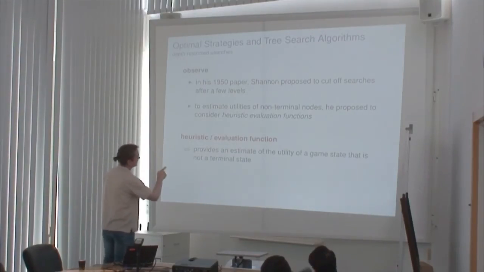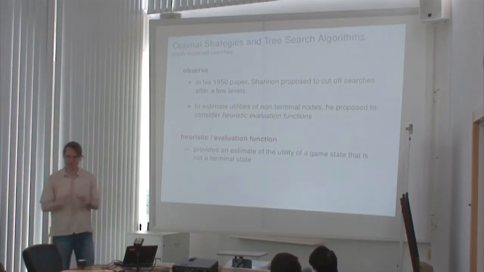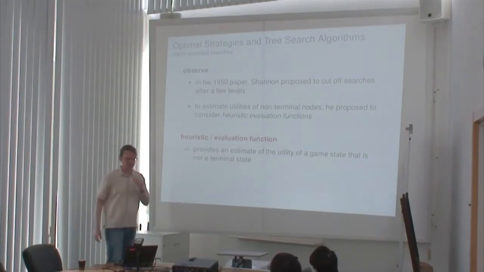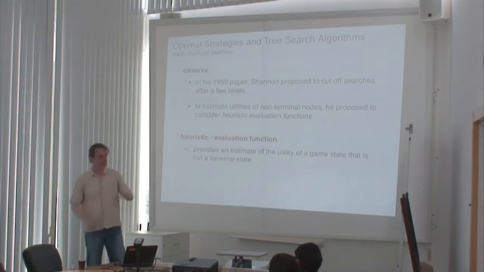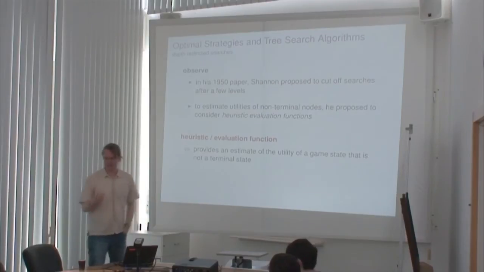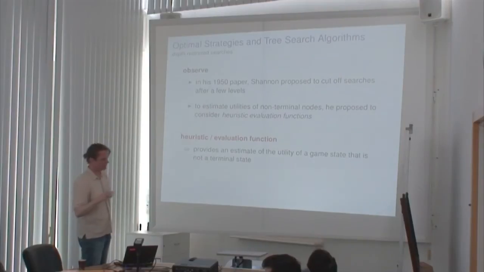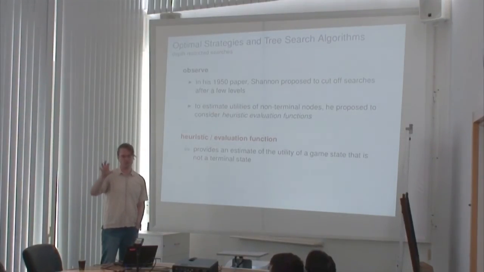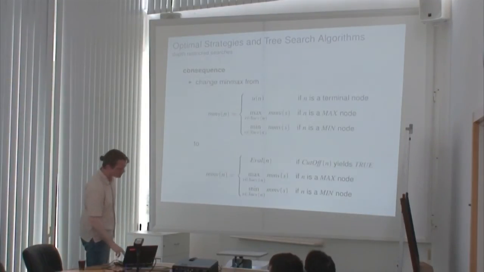And a heuristic or evaluation, I may again use these two terms interchangeably, don't be surprised, provides an estimate of the utility of a game state. Even if we have not computed the utility of leaf nodes and then propagated it back up, these heuristics provide us with estimates of utilities of nodes, and if we can reliably estimate them, then of course we can cut searches at certain points without having to go down all the way to the terminal states.